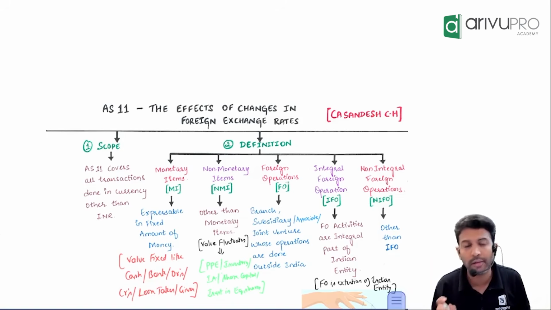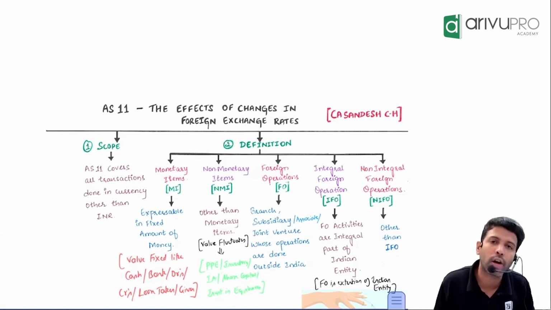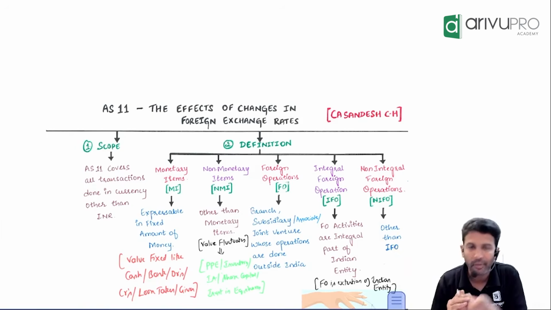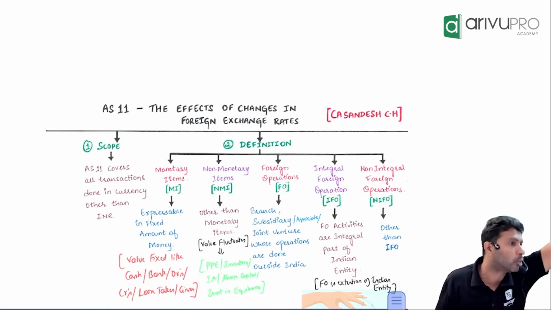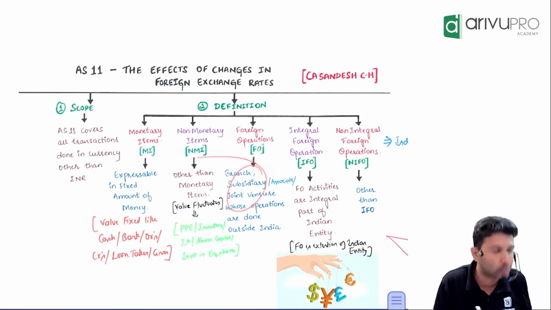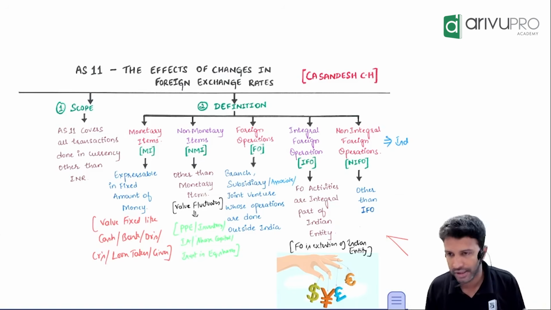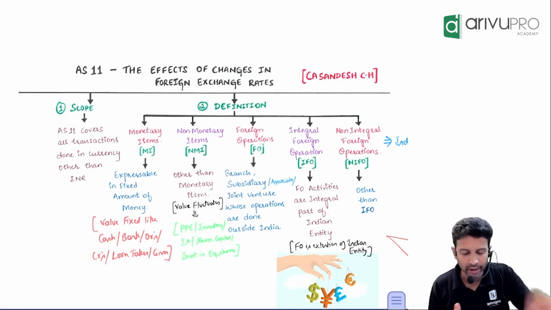Second one is if you have foreign operations. Foreign operations means if you have a subsidiary company outside India, associate or joint venture company outside India, or if you have any branch outside India, how they should be accounted is the foreign operation aspect. Both we will be running through over here.